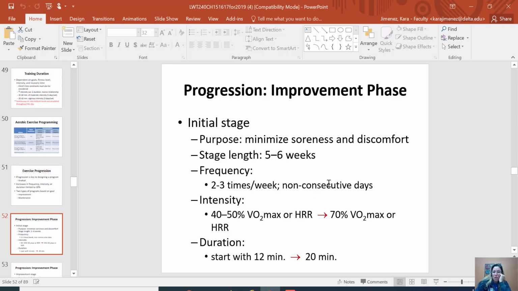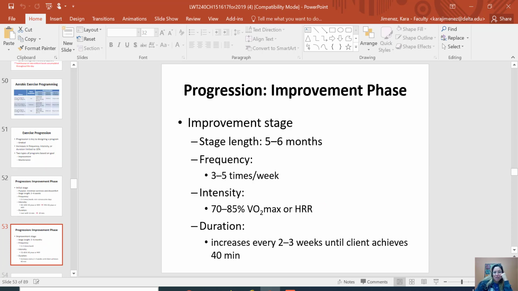So as far as progression goes, your book lists different phases. The initial phase is usually a 5 to 6 week period, and we want to minimize soreness and minimize discomfort. So the recommended frequency is 2 to 3 days a week, non-consecutive days. Recommended intensity, if you're using heart rate reserve, is about 70%. And then anywhere from 12 minutes up to 20 minutes is a good duration. So you're progressing over those 6 weeks and getting up to that recommended 20 minutes.